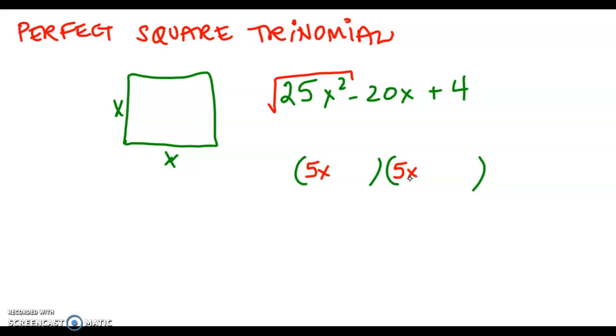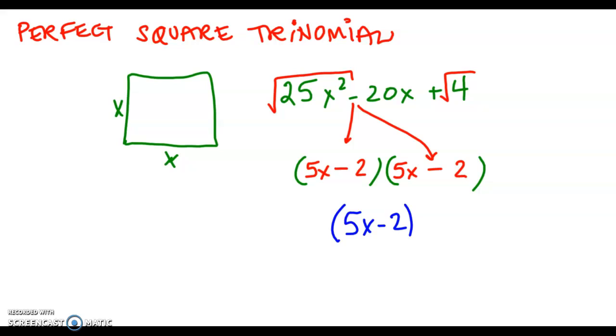Then the second term is going to be the square root of the last term. The square root of 4, or what times itself gives you 4, is 2. That goes there. Now, the signs will be the same sign as here. We're going to have a subtract. Had that been a positive there, we would do a plus. I'll do one example like that yet. And so you can see the exact same length and width are exactly the same. So we can write this now as 5x minus 2 squared, meaning multiplied by itself.